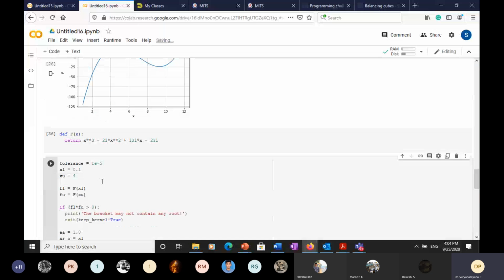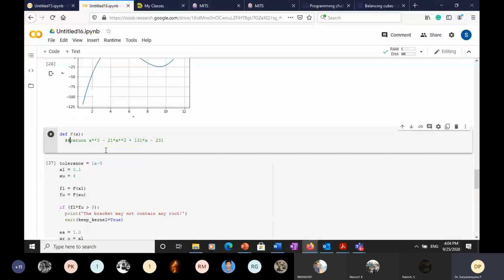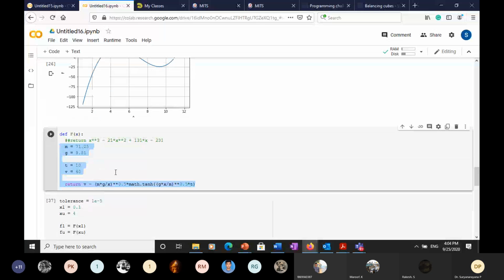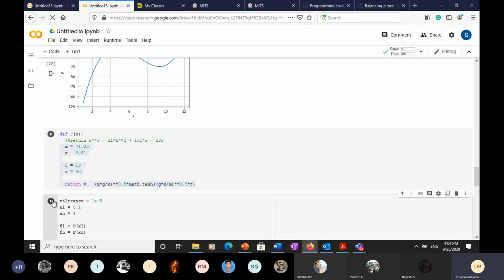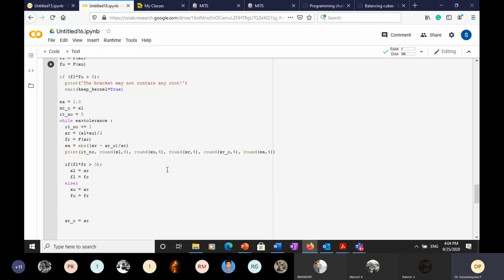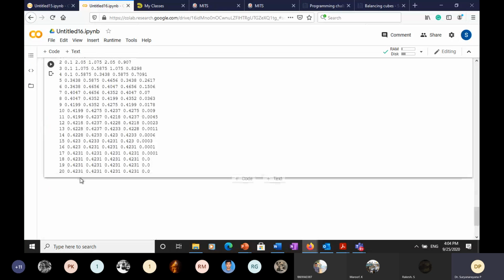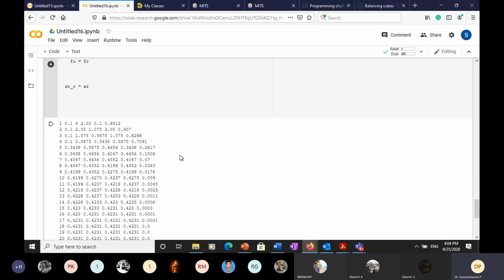Okay. Now if I change this function and I run this, this is solving the bungee jumper problem, 0.4231. That's the bungee jumper problem in 20 iterations.